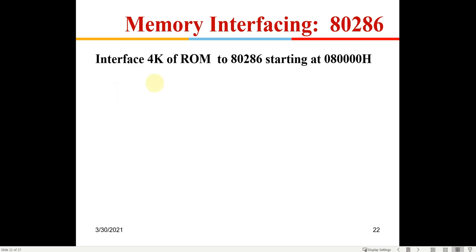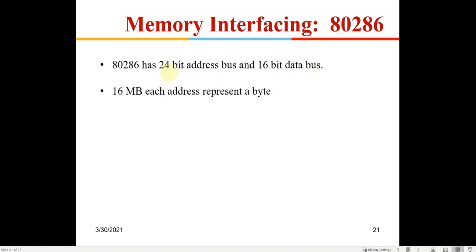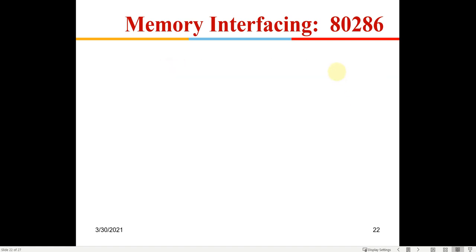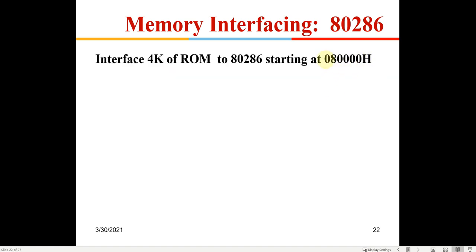Since it's 24, total memory size can be 16 MB. Now we'll take an example of interfacing 4K RAM to 80286, starting from this address. Till now we were talking only about 5 hexadecimal digits for address lines. Now it is going to be 6, because the total address lines here are 24.